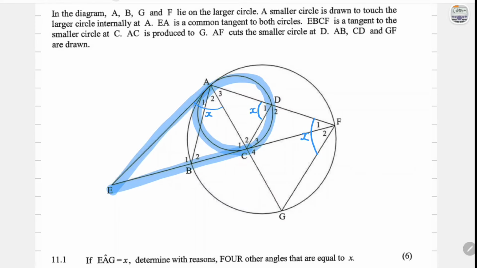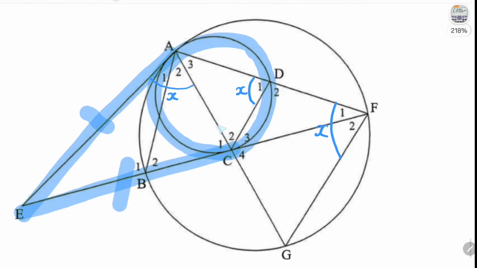Okay, that's a tangent. What do you know about tangents drawn from the same point? They are equal. So you have an isosceles triangle here. Since you have an isosceles triangle, that makes angle C1 also equal to X. Okay, so we can actually tell them that.